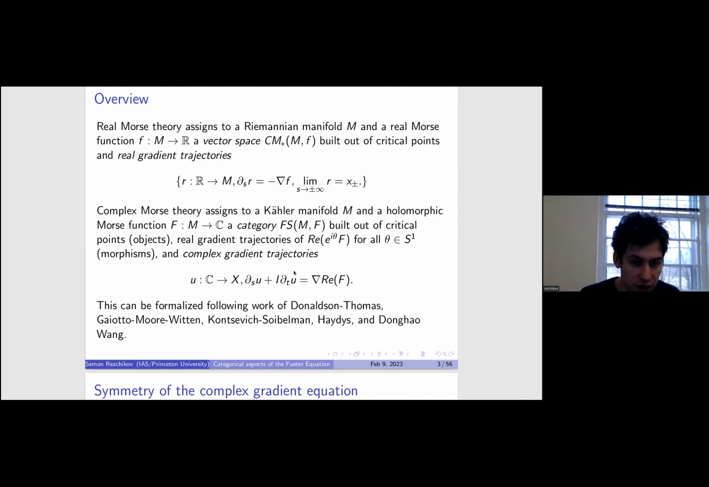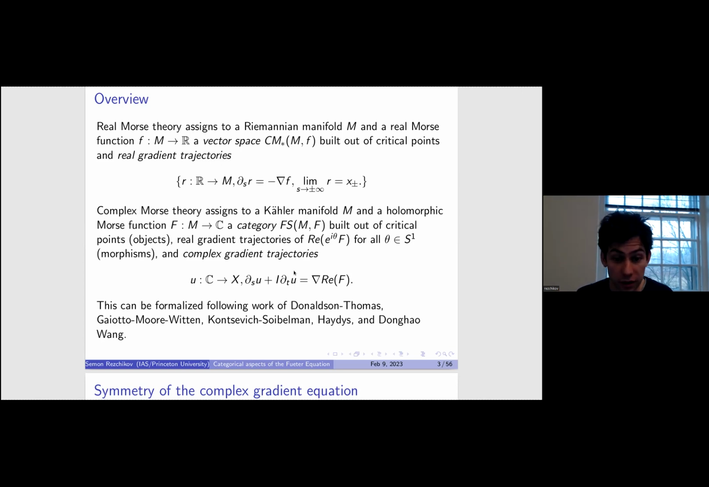Yeah, and then separately from some of these works, following Gaiotto-Moore-Witten's proposal, there's a proposal of Haydys, which was motivated by complex Chern-Simons theory, essentially. And that proposal was recently, in its various analytic details, sorted out by a long paper of Dong-Ha Wang. I'll mention something about why the Haydys proposal is easier analytically, and I'll say something about the open analytic problems in these other proposals.